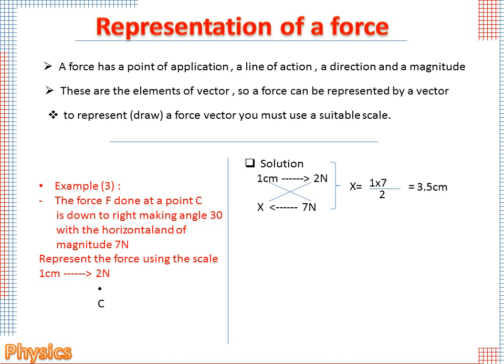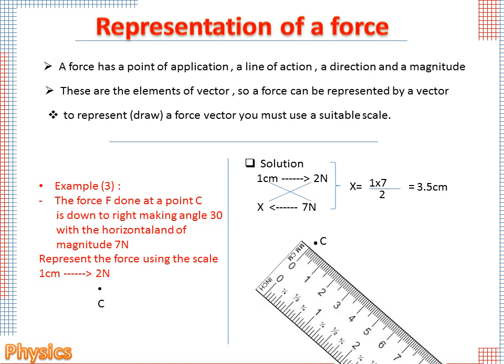To represent the force at point C, we have to draw a force down to right, making angle 30 degrees with the horizontal, and represented by 3.5 centimeter, which can be drawn using the ruler. This is the horizontal, 30 degrees with the horizontal, and by using the ruler we can draw or represent the force F.